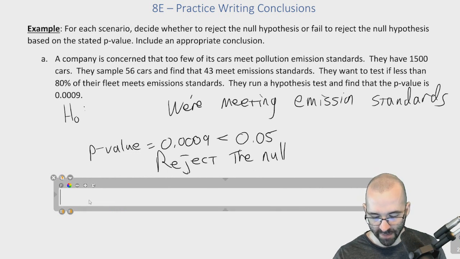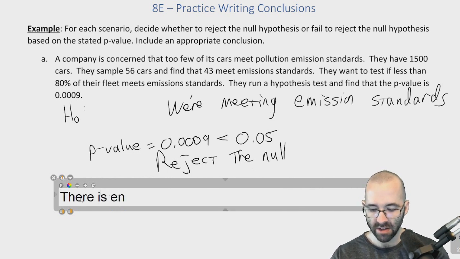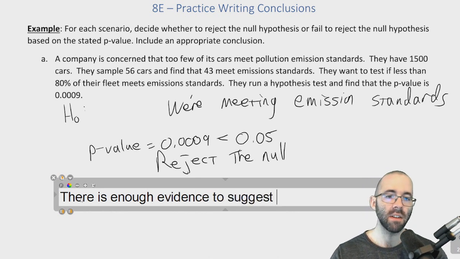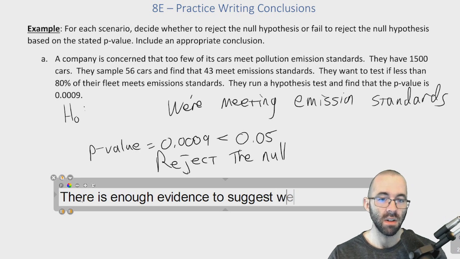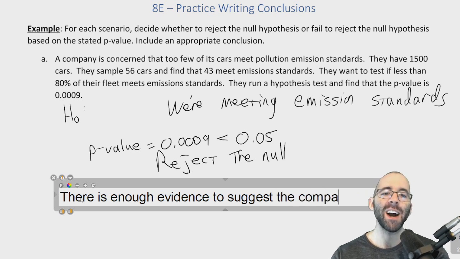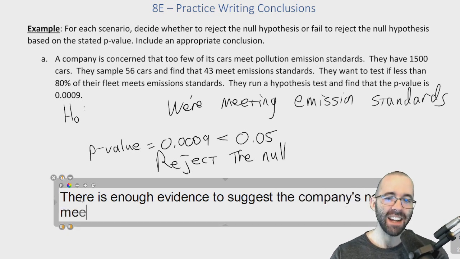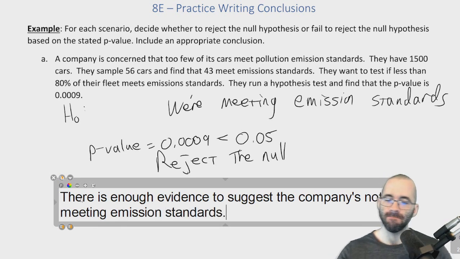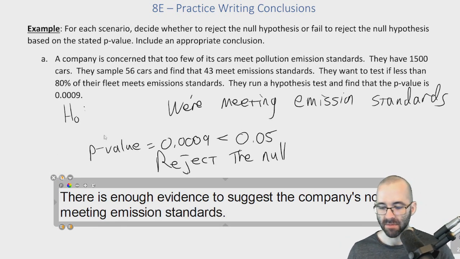There is enough evidence to suggest that the null isn't true. The null is that we're meeting emission standards. So we're saying that's not true. There's enough evidence to suggest the company is not meeting emission standards. That's the conclusion.